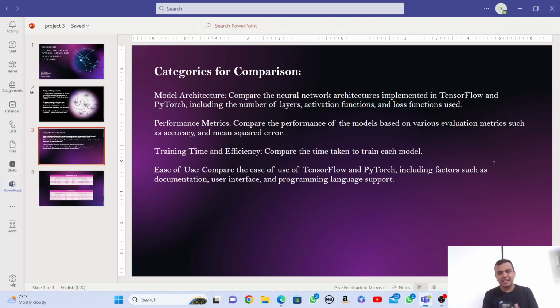Then the third one is training time and efficiency. We will compare how long the runtime takes to train the model. And the ease of use. We will compare what is the easy way to use TensorFlow and PyTorch, including such factors as documentation, user interface, and programming language support. So we'll discuss that.